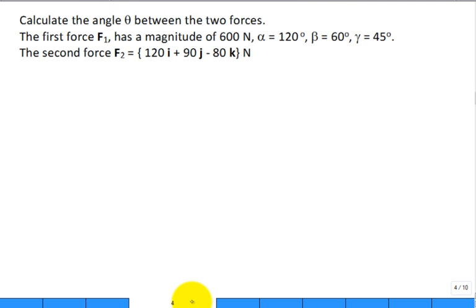Okay, calculate the angle theta between two forces where the first force F1 has a magnitude of 800 newtons, alpha is this, beta is this, gamma is this, and the second force F2 is given by so much in the I, so much in the J, so much in the K. And notice that the units are consistent. We're talking about force vectors, so Newton, Newton, right? But you want to calculate the angle theta. How about if I give you a little while to work on that? All right? So go ahead and work on that for a while before I open it up.